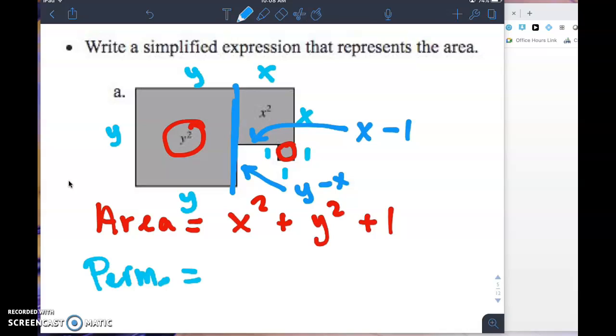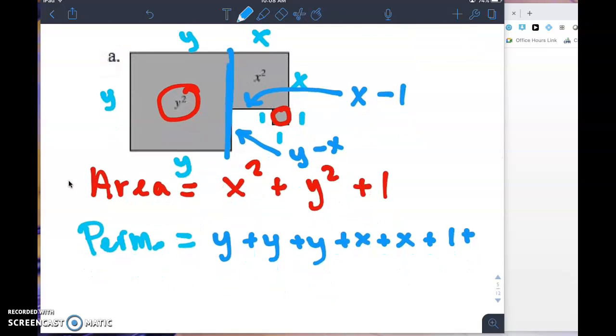And now I can start to assemble these things for that perimeter. I've got y and y and y, and then I've got x and x, and then I've got 1 and 1, and I'm going to slide this up here. I've got 1 and 1 and 1, and then I've got an x minus 1, and then finally I've got a y minus x. Right now that doesn't look like much, but I can start to assemble these like terms, all right?